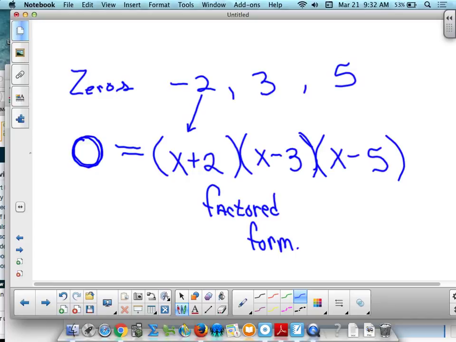I'm going to read one more thing to you, and that is how multiple zeros affect the graph. If a is a 0 of multiplicity n in the polynomial function, then the behavior of the graph at the x-intercept, a, will be close to linear if n is 1. Close to quadratic if n is 2. Close to cubic if n is 3, and so on, and so on.